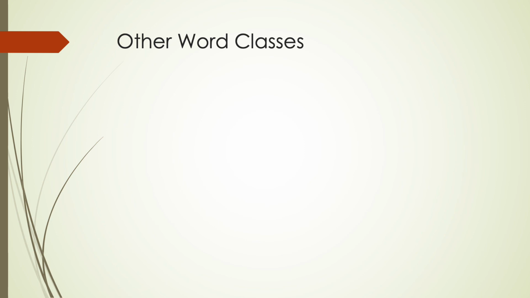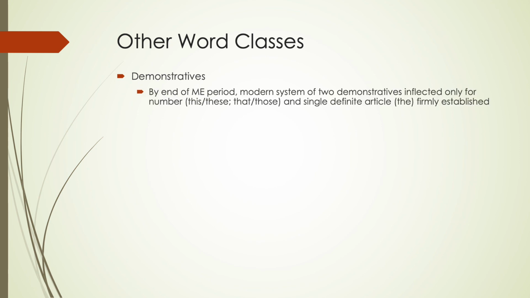And then finally, a couple of the other word classes that we don't have a lot to talk about, but do have some things to mention. Demonstratives by the end of the Middle English period have a pretty similar system to what we see today. So we have two demonstratives for number, so this and these versus that and those. And we establish the single definite article the, as opposed to all of the other ones that we saw in Old English that also weren't used all that frequently.